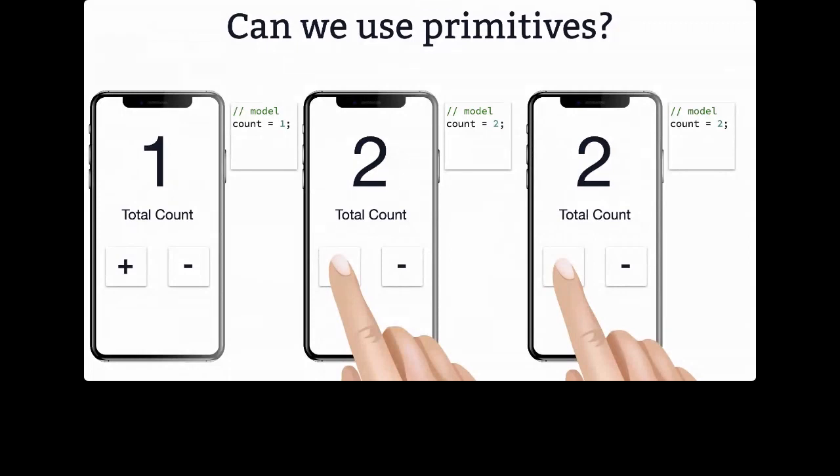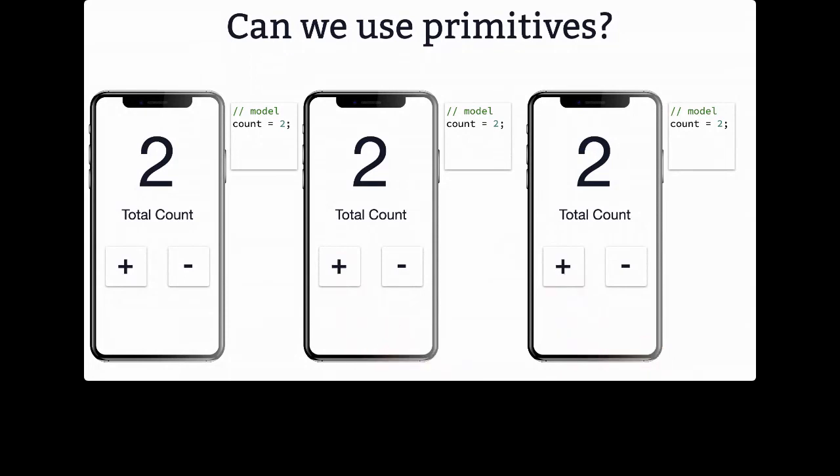Next, the updated count is replicated from the middle device to the left device, and the 1 is changed to 2. Then the update count is replicated from the right device to the left device, and the 2 is replaced by 2. Okay, that's not right. I mean, we know the total count should be 3 at this point, right? Okay, this example is just one reason why primitive types in a collaborative application like this just won't work.